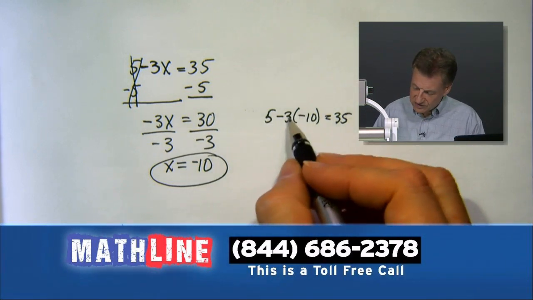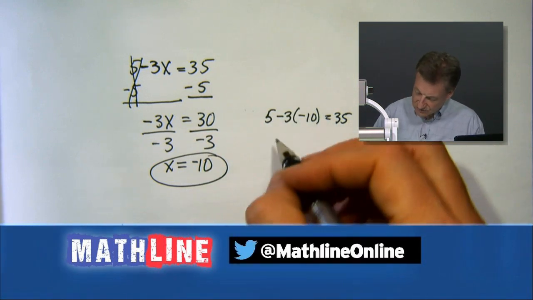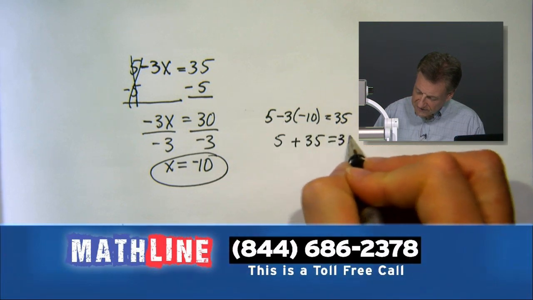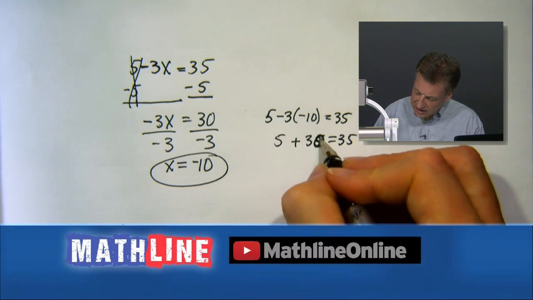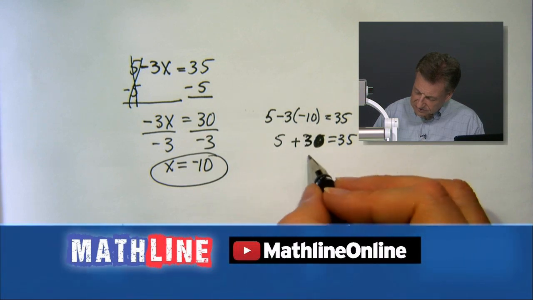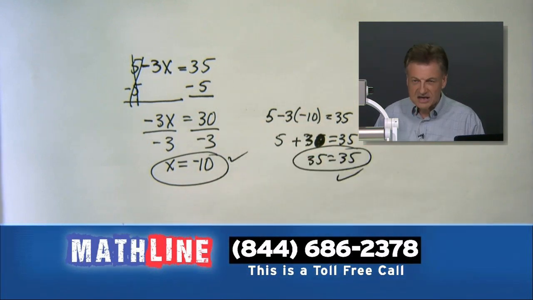So basically what it's saying here is let's multiply, and it's going to become a plus. And so we're going to have 5 plus the 30. Does it equal 35? You're jumping the gun, getting excited there, all right? So 5 plus 30 will equal 35, which equals 35. So it checks out. Elizabeth, there's your answer.